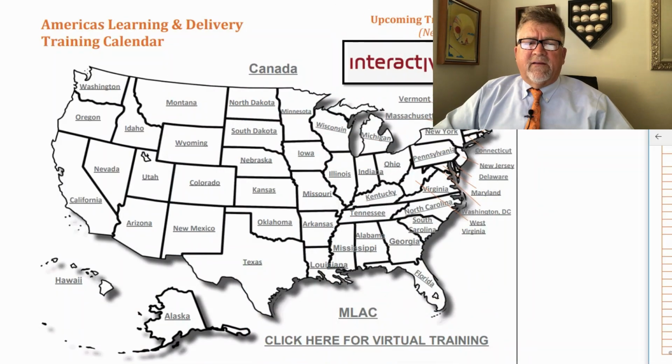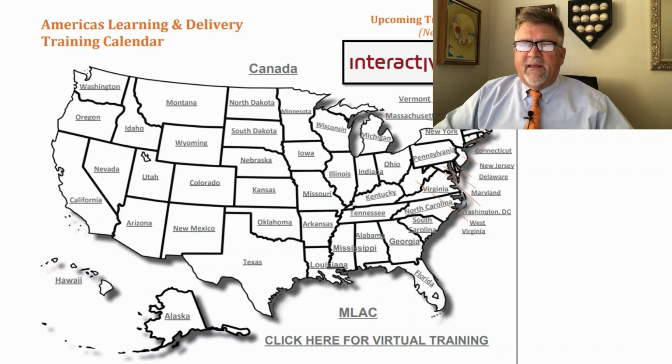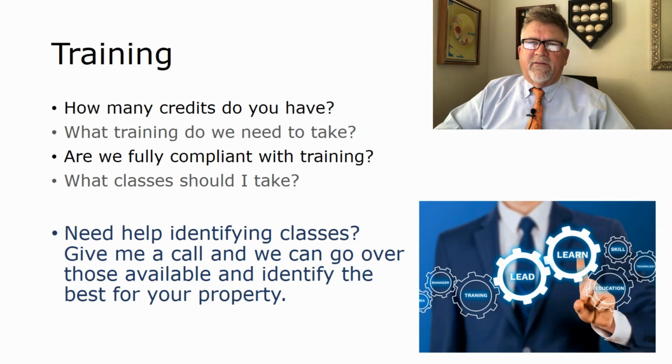So that's the interactive learning and delivery training calendar, and everybody should have a copy of that, and make sure you bookmark it and keep it somewhere where you can find it again on one of your browsers. So the questions, hopefully I was able to answer some of these: how many credits do you currently have? What training do you need to take? Are you fully compliant with the training? And what classes should you take?